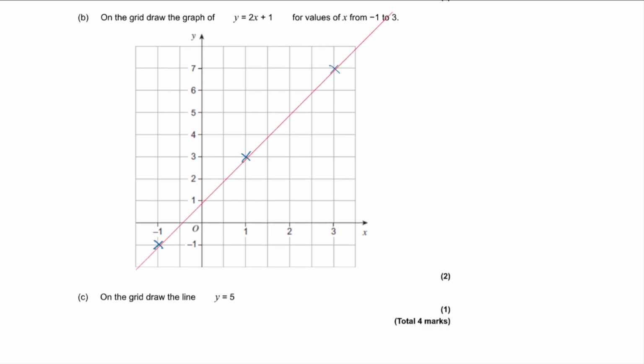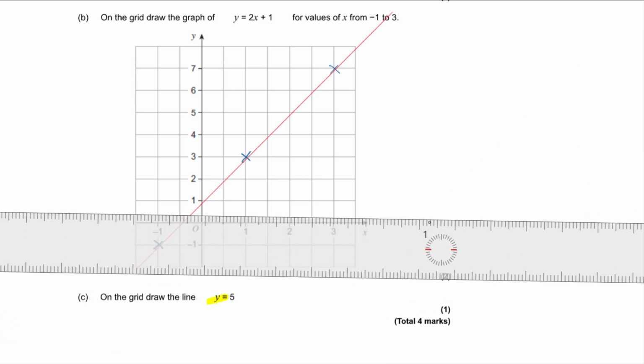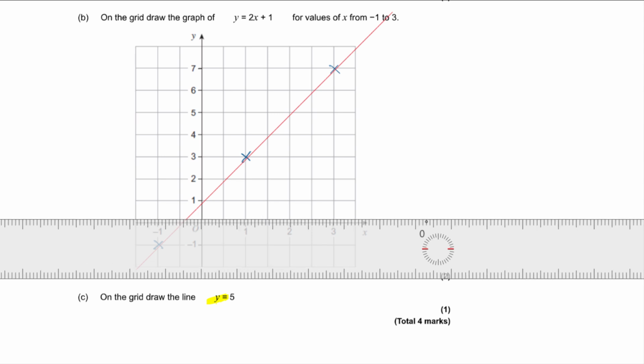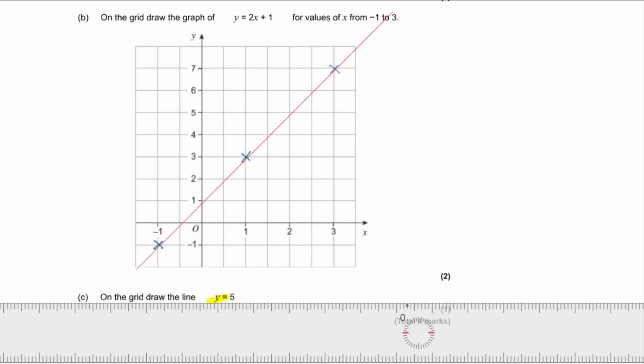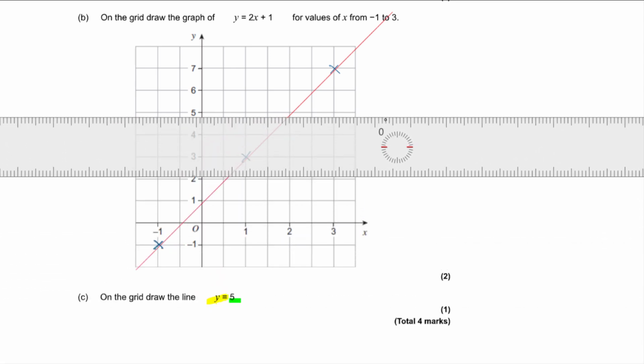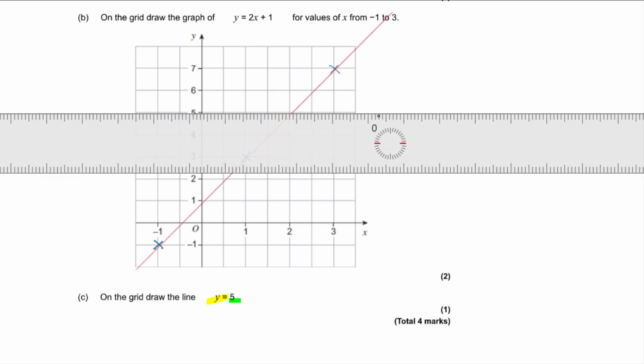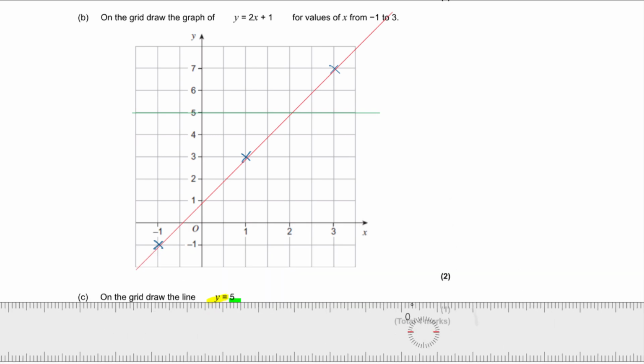Then part C says, on the grid, draw the line y is equal to 5. Now, when you've got an equation y is equal to something, to a number, it's going to be a horizontal line. X is equal to number is a vertical line, y is equal to number is a horizontal line, and it's a horizontal line going through whatever that value is there. It's 5 in this case. So we're going to find 5, and we're going to draw a line through it like that. Okay, so that's my line. Y is equal to 5.